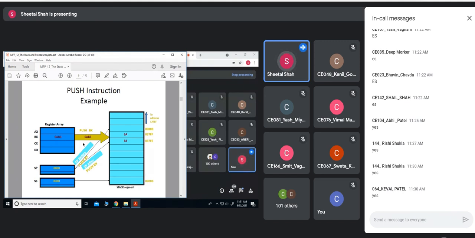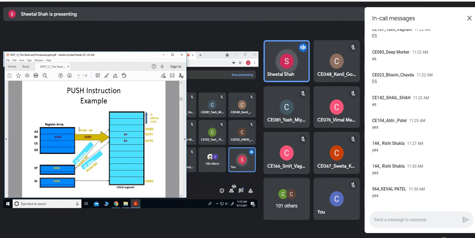Now since it is push BX and the stack pointer is pointing to this address, that is 03800. You know how to find the physical address: 03000 plus 0800 gives the address 03800. So currently the stack pointer is pointing at this address.